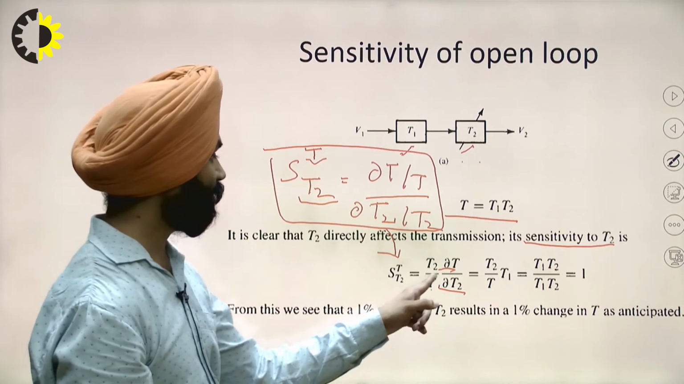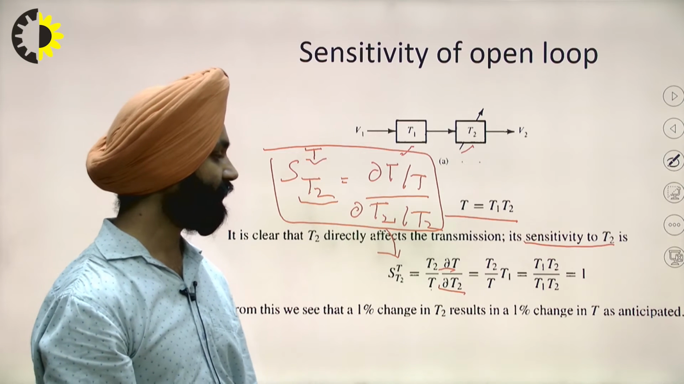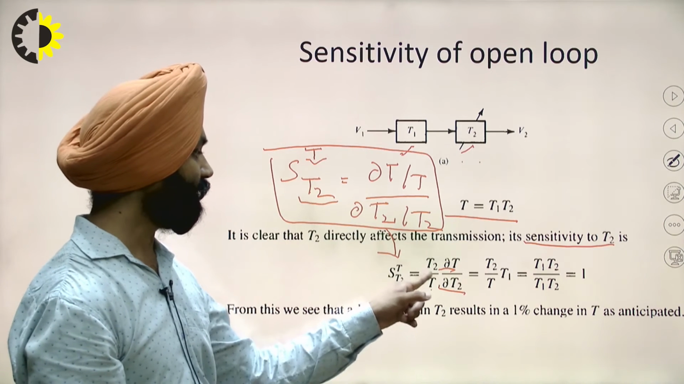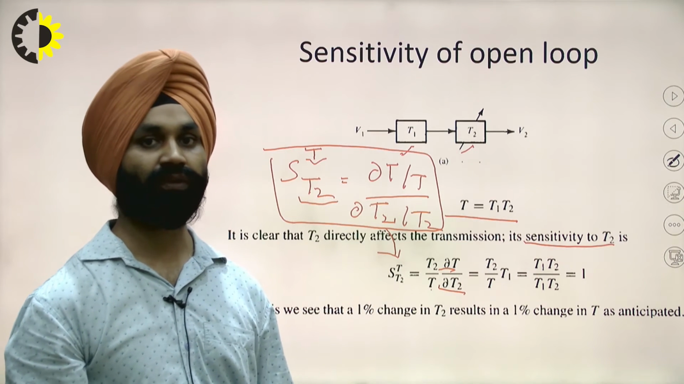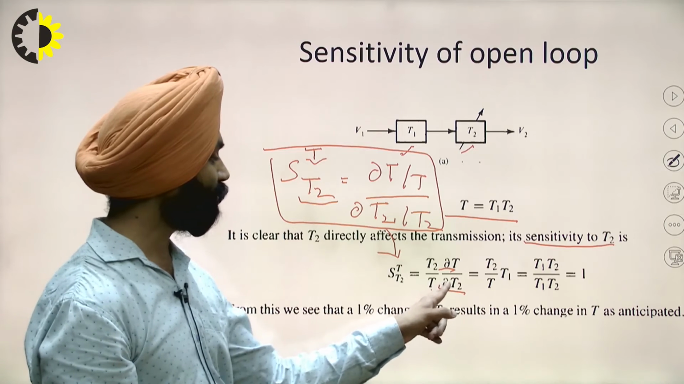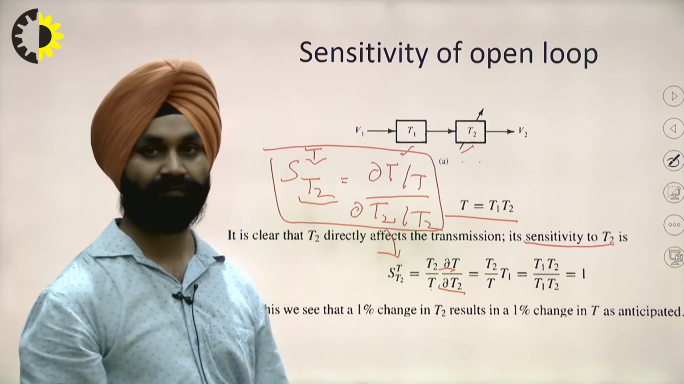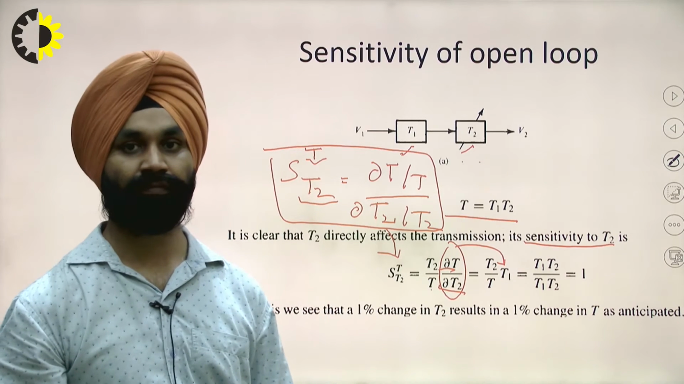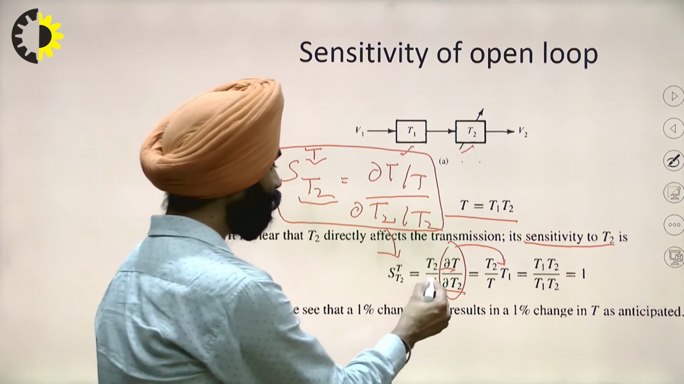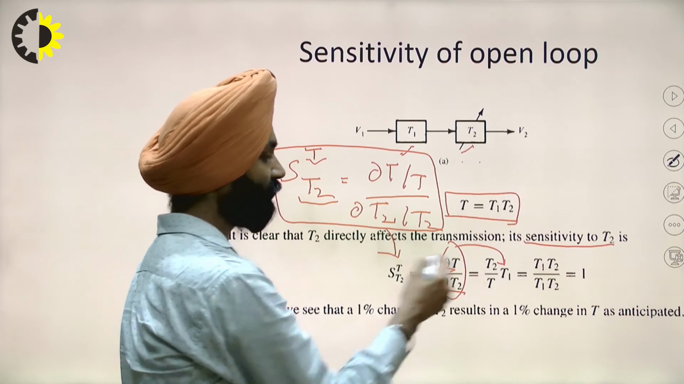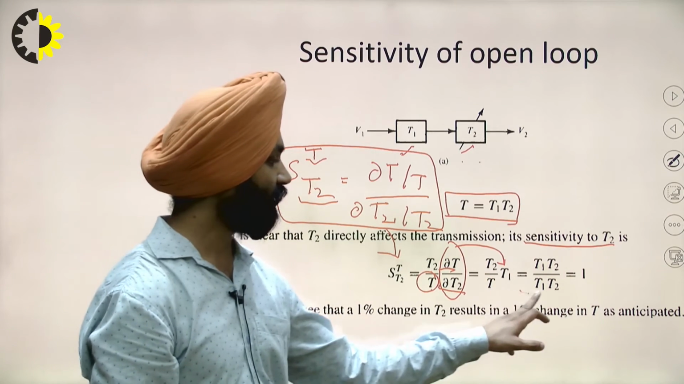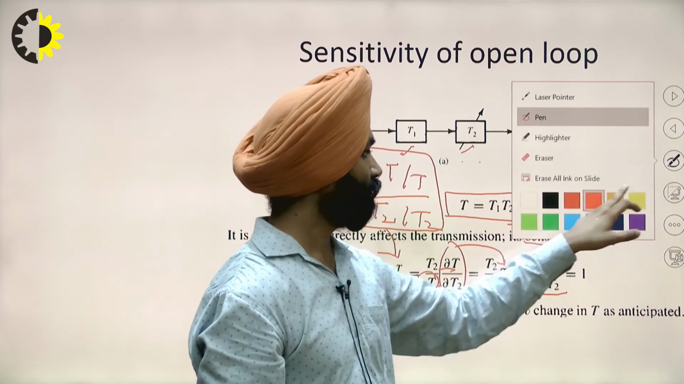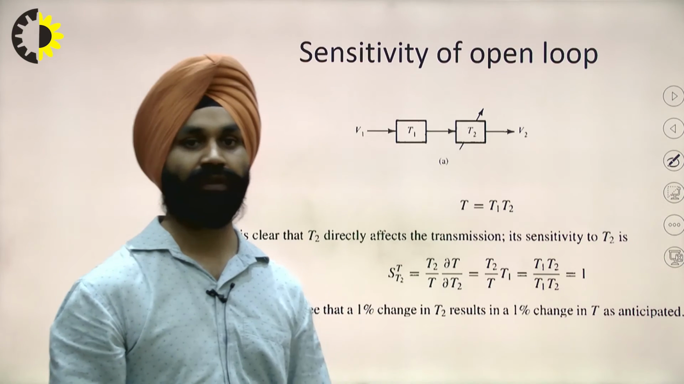Now if we see here, delta T by delta T2 can be given by T1. So I can put the value here as T1, and the value of T can be written from here as T1 multiplied by T2. Both will be cancelled out and it will give equal to 1.